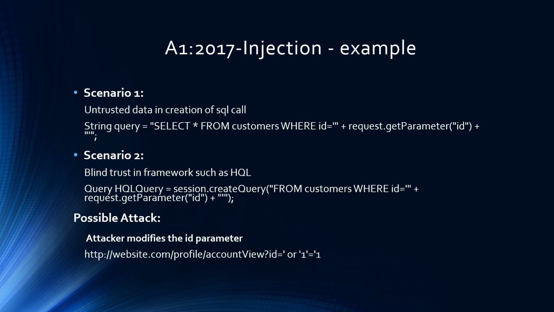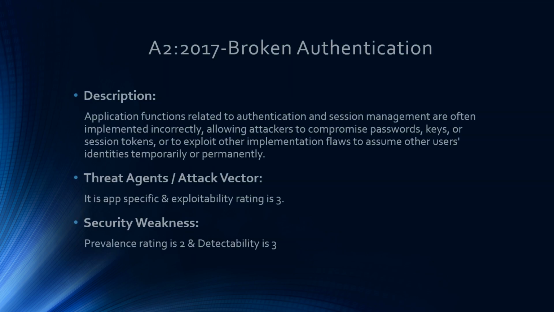Here are some of the scenarios: untrusted data used in creating an SQL call, blind trust in frameworks such as HQL, and then the attacker is able to modify the ID parameter and retrieve the complete list.